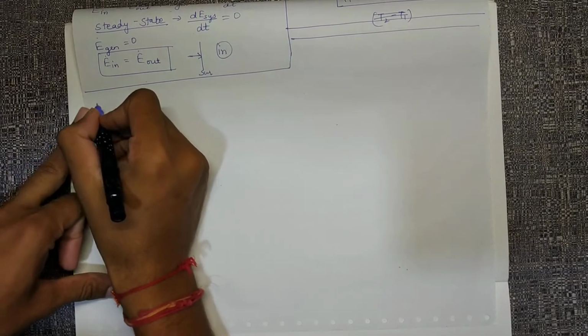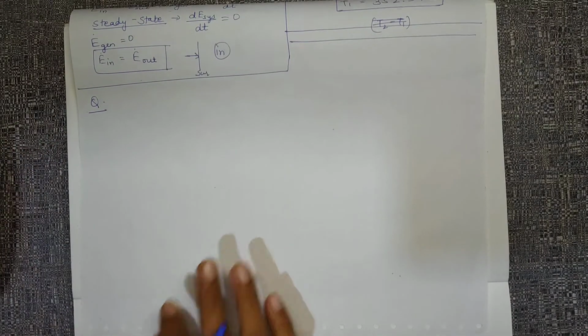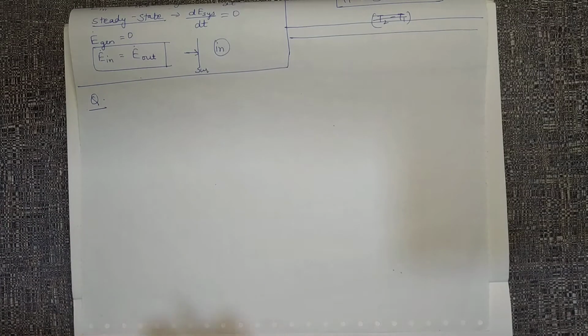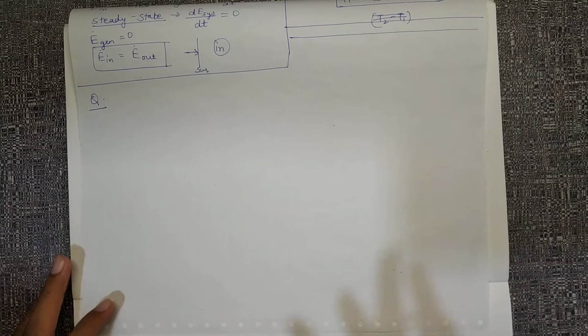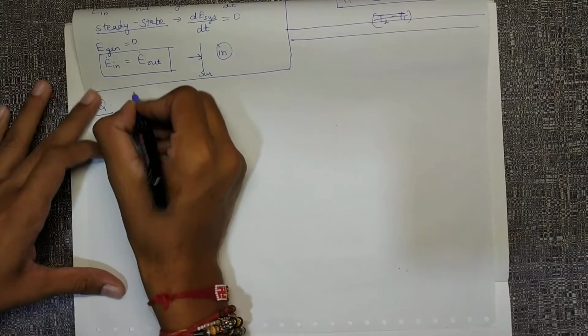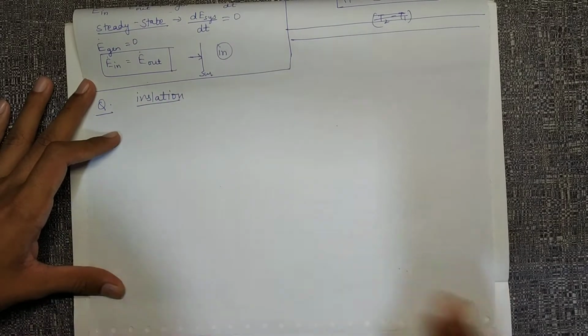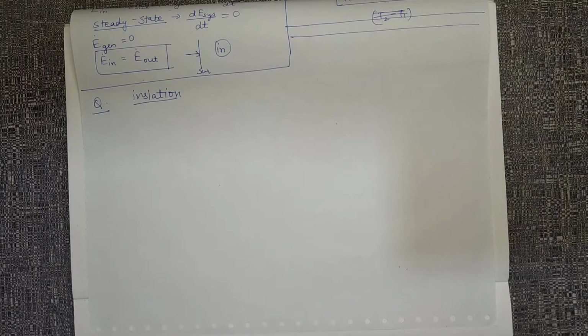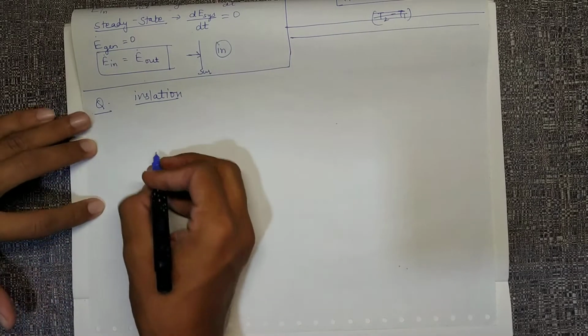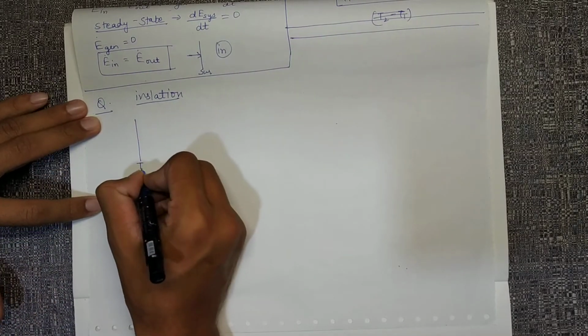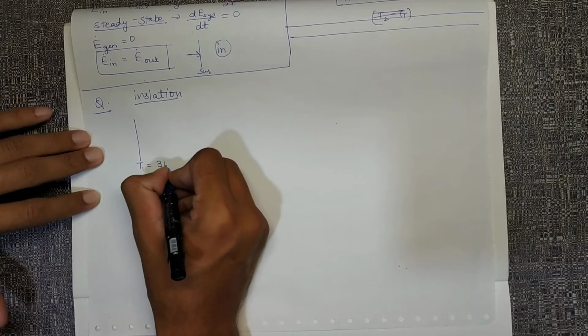Let's look at an interesting question which involves some more concepts regarding radiation and insulation systems. This insulation has some tricky things, and this example will clear that. Let's assume we have one surface which has a temperature of 300 Kelvin.